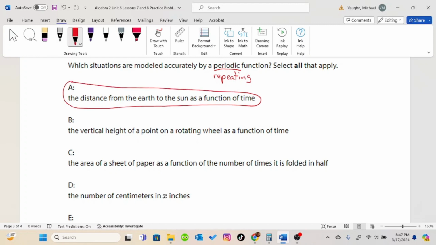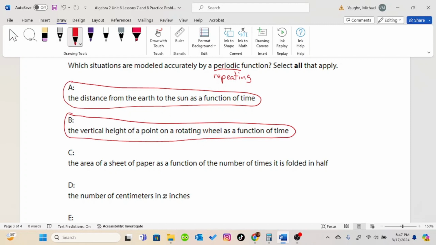Choice B, the vertical height of a point on a rotating wheel as a function of time. So if you picked any point on a wheel, such as the air stem valve, that point is going to go around and around and around and repeat the same height over and over. It'll be at the bottom, then halfway, then at the top, then back to halfway, back down to the bottom, over and over again. So B is a repeating or periodic function.